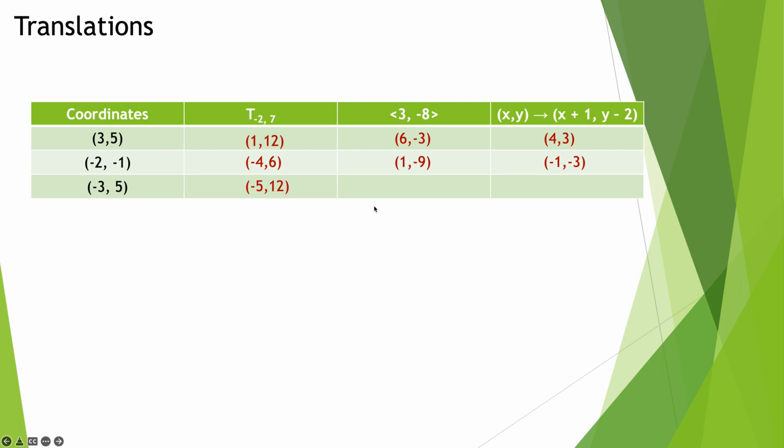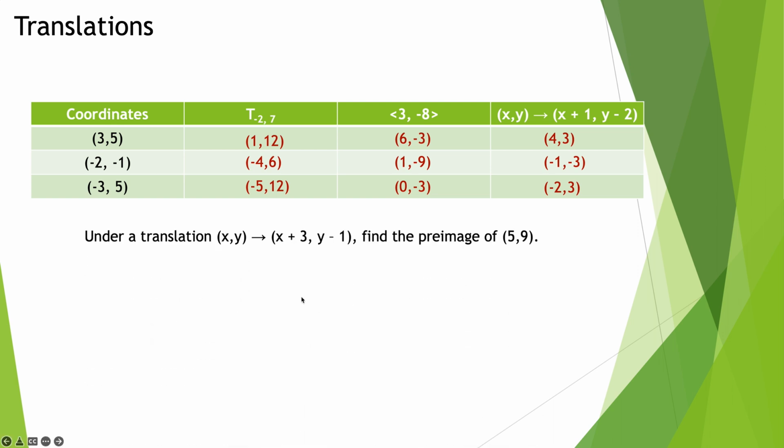All right, so -3 plus -2 is -5. 5 and 7 make 12. -3 and 3 make 0. 5 and -8 make -3. -3 and 1 make -2, and 5 and -2 make 3. So that's a good chart to have you learn how to calculate answers to translations. You always add and subtract to get answers to translations.